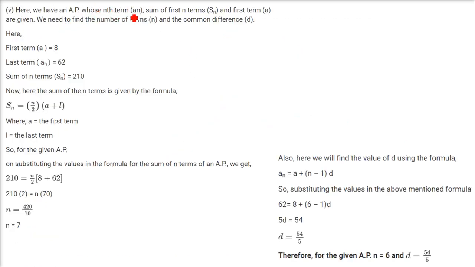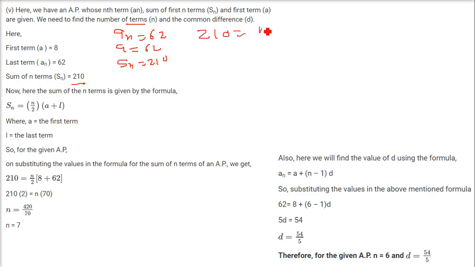Now we have an AP whose nth term is an. So an is given as 62. The sum of the first n terms, Sn, is also given, and the first term is also given. So a is given as 8 and Sn is given as 210. We have to find the number of terms and the common difference. So what we are going to do here is, the nth term is there and the first term is there, so we'll make an equation like this, because the sum is also given.